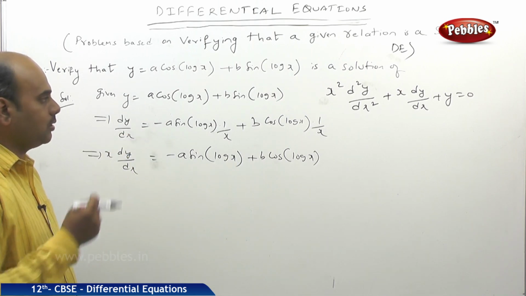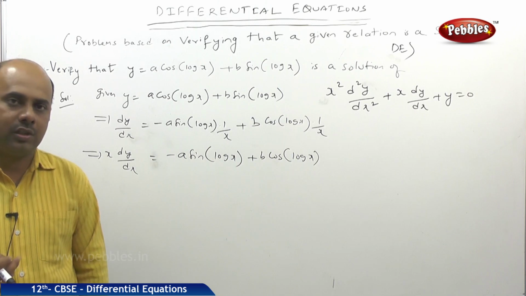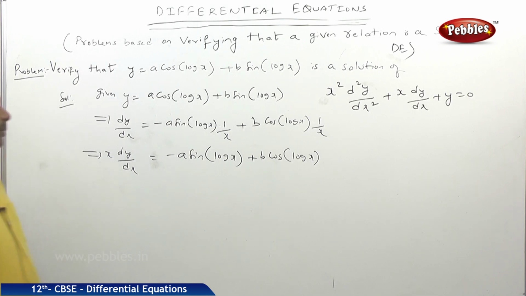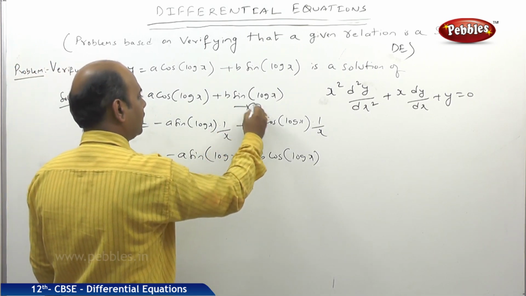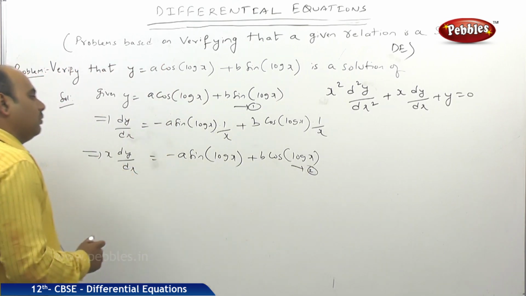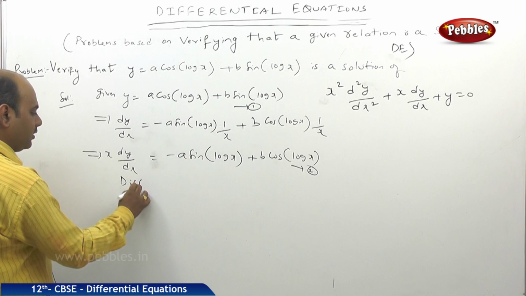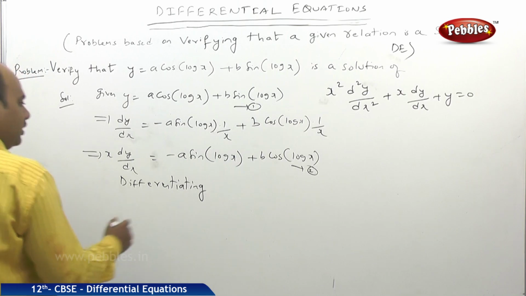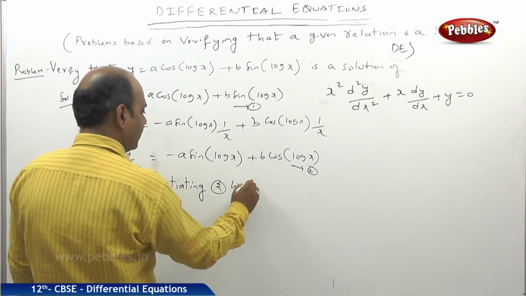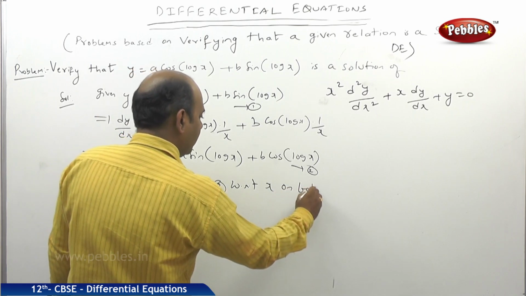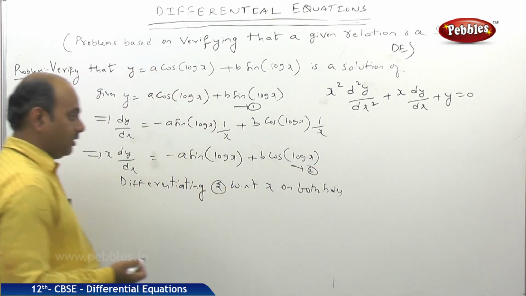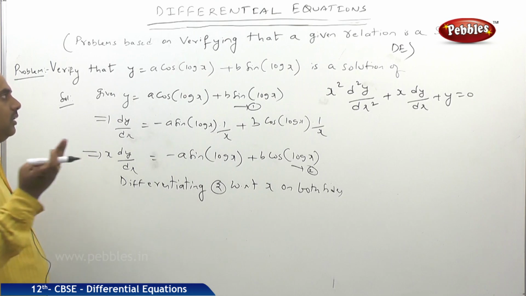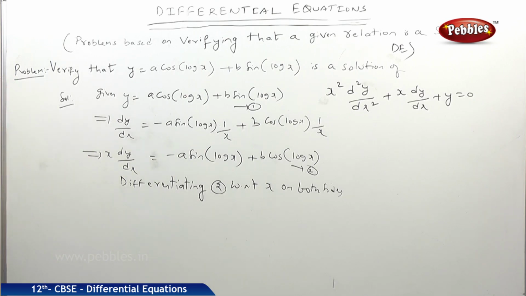Here I will be doing a small magic. Like the previous problem, I won't be substituting in the particular differential equation and telling LHS is equal to RHS. Once again I will be differentiating this particular part. Here this I will call 1 and this I will call 2. So I will be differentiating 2 with respect to x on both sides. We shall see whether we will be getting our relation or not. If we get the relation of that particular differential equation, then we can tell the given relation is a solution of the given differential equation.